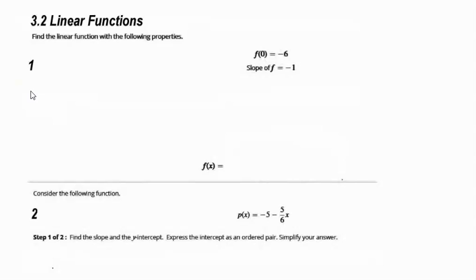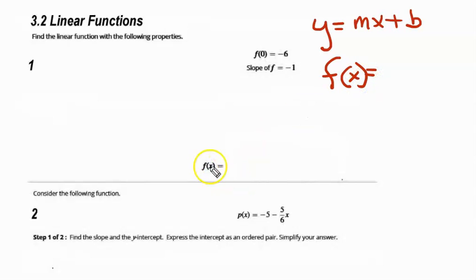Now you might have this written out, or you might be just taking notes on this. You want to find out first, what are they asking? Find the linear function with the following properties. Okay, so here we're looking for a formula y equals mx plus b, which is slope-intercept, that we'll later write as a function property. And you can see they have it here.